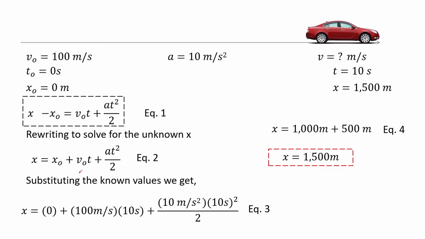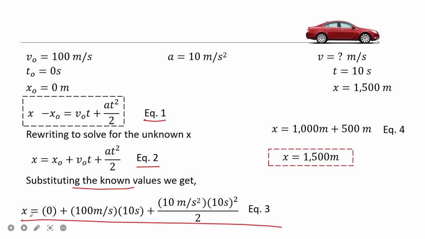We rewrite equation 1 to solve for the unknown x and we get equation 2. We then substitute the known values. We see that the first term is equal to 1000 meters plus the second term, which is 500 meters. So the distance traveled after 10 seconds is equal to 1500 meters.